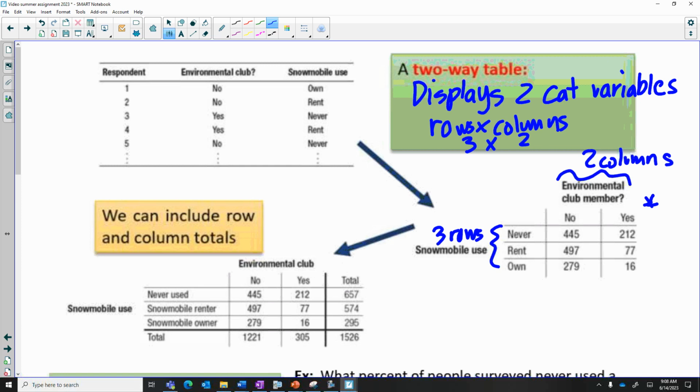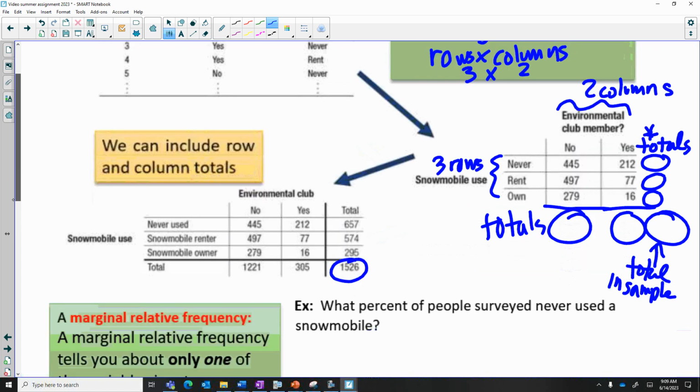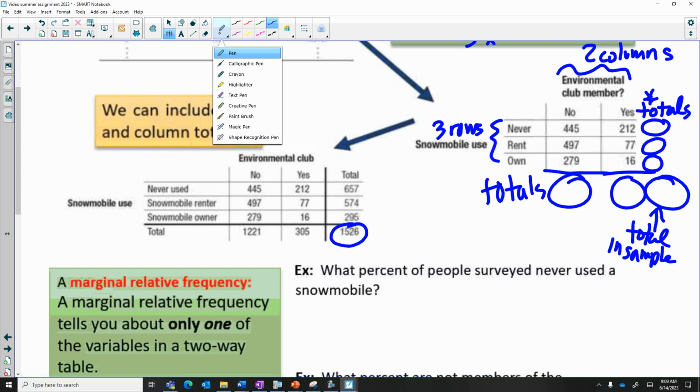Now, as you can see here, the totals were not included on the bottom or on the right-hand side. So if you don't see totals, you need to find the totals yourself. You would add up the columns and write them in here and here, and also add up the rows and write the totals in here. Okay? And then on the bottom right is going to be the total, which is the total in the sample. So basically you need to know, it turns out they asked 1,526 people these questions. That number is going to be on the bottom right-hand side. So the total in the sample is always on the bottom right-hand side.